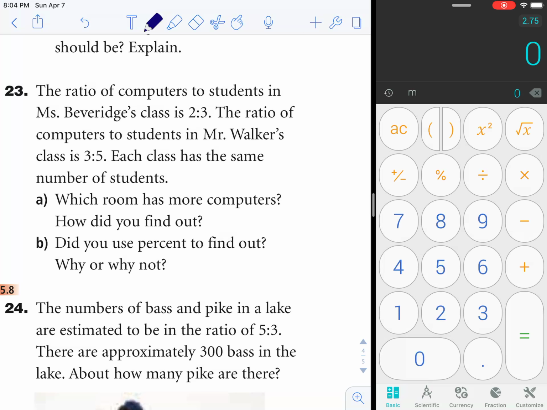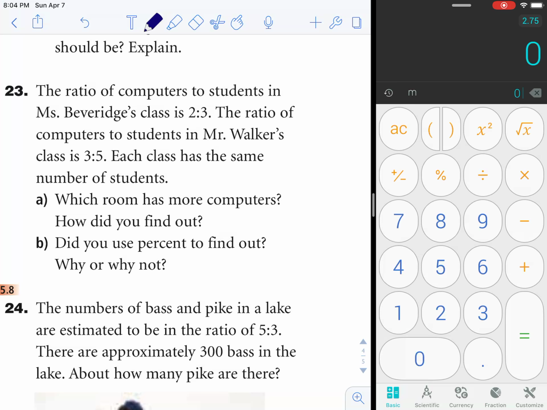Ratio of computers to students, 2 to 3. Ratio of computers to students is 3 to 5. Each class has the same number of students. Which room has more computers? Okay, well, if we have computers to students, you could turn this into a fraction. And this one you could do 3 to 5. Actually, I'm going to use term 1 ratio to solve this one.